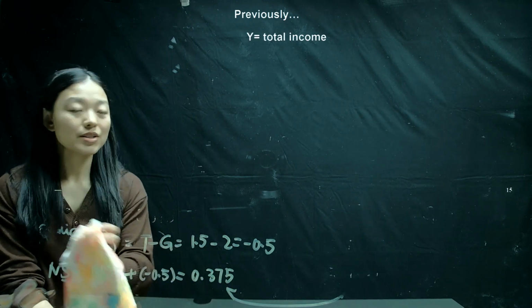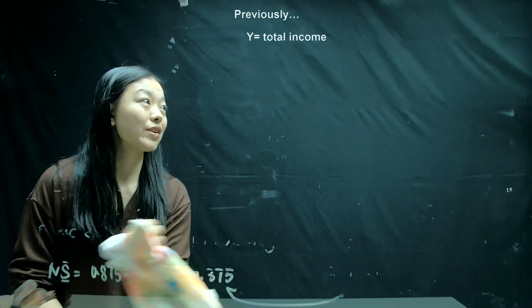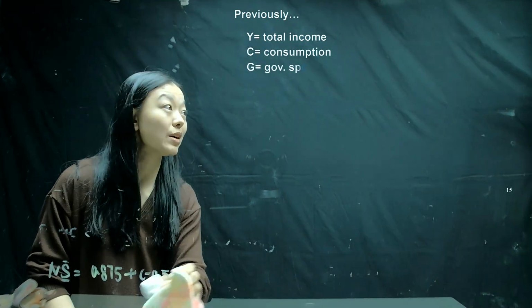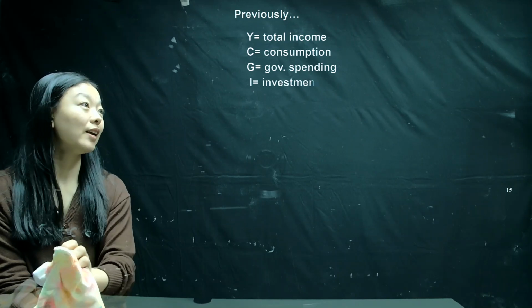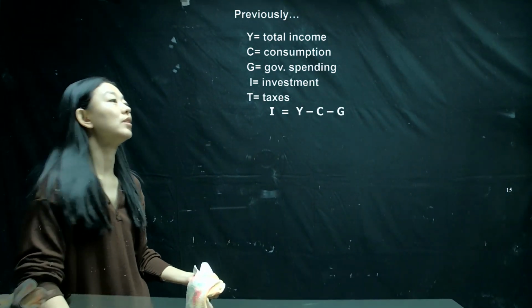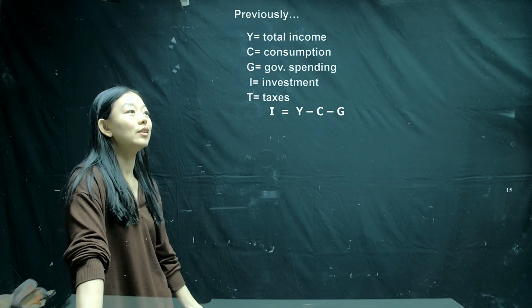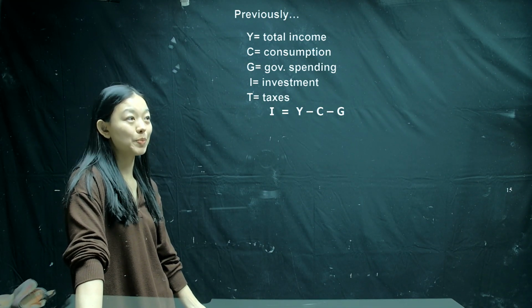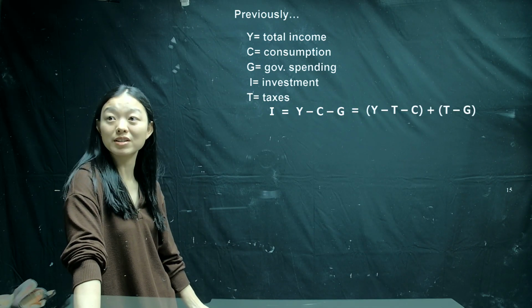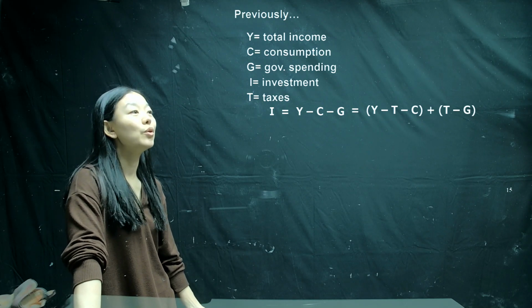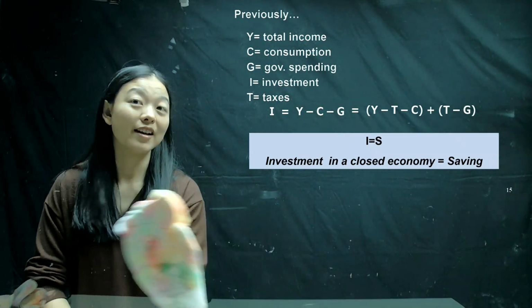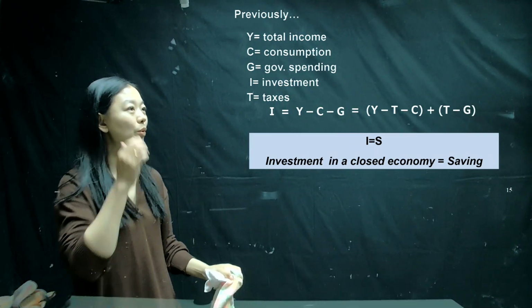Now, previously, here is just some summation. We have Y equal total income equal GDP. C represents consumption, G represents government spending, and I represents investment. T represents tax. Investment equals GDP minus consumption and government spending, and it also equals private saving plus public saving. So I, investment, will equal national savings in a closed economy. This is just the summation of what we have learned.